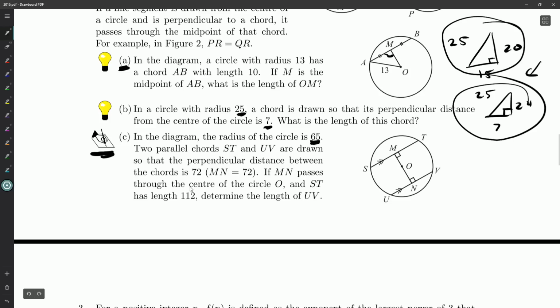Anyways, let's continue reading. 2 parallel chords, ST and UV, are drawn so that the perpendicular distance between the chords is 72. So MN is 72. If MN passes through the center of the circle O, and ST has length 112, determine the length of UV. Okay.